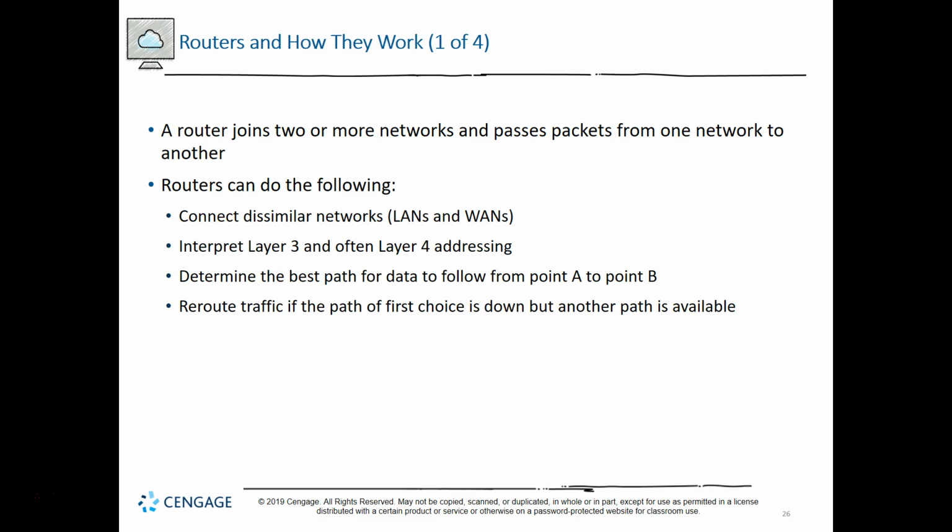Typically they connect those, and they're layer 3 or layer 4 devices. And it also says I have to determine the best path. And if that path is blocked and I can't get data, I have to see if there's another path it can get through.